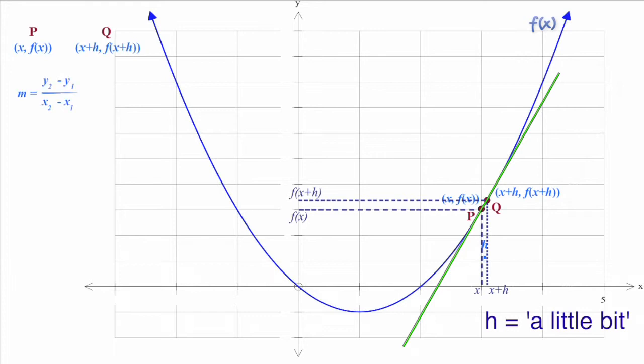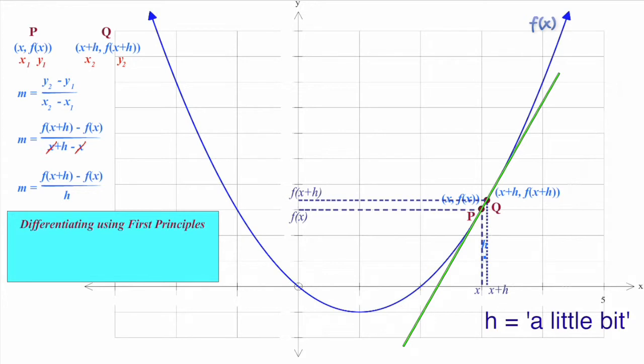Now to find the gradient, we substitute these 2 points into the formula m is equal to y2 minus y1 over x2 minus x1, labelling the point P x1, y1, and the point Q x2, y2. Substituting in now, m is equal to y2 being f of x plus h minus y1 being f of x over x2 being x plus h minus x1 being x. Now on the denominator, the x and the negative x cancel each other out, leaving us with the gradient formula m is equal to f of x plus h minus f of x over h.